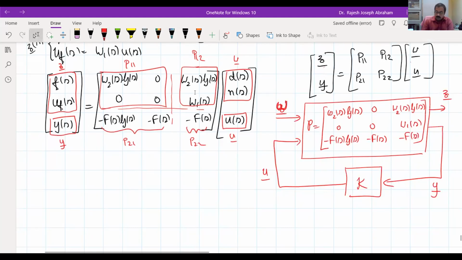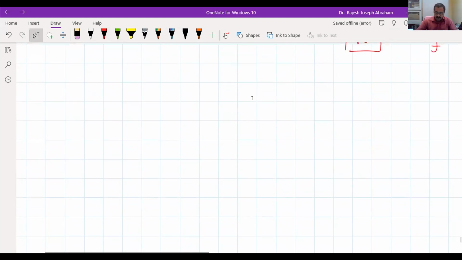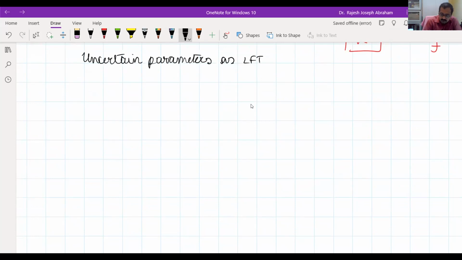Okay. Now, as the next example, let us consider uncertain parameters as LFT. Why are we going for LFT? Because we need to separate out the perturbation from the perturbed plant. What do you mean by perturbed plant? Perturbations plus the nominal plant model. From that, the perturbations have to be extracted and separated out as a separate block. That is why we are going for LFT.